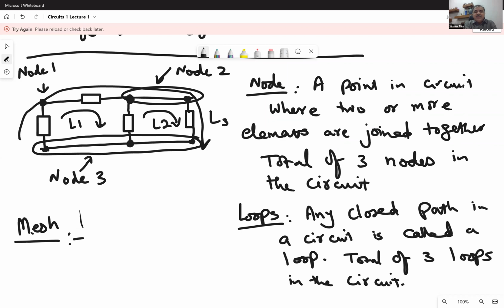So in this case, the loop 3 is not a mesh, but loop 1 and loop 2 are meshes. And the reason we do that is, as we move forward, there is a very important circuit analysis technique called mesh analysis, a technique where we determine the analysis of circuits. And so therefore meshes become very important. So the mesh is a loop not containing any other loop. It's just sort of the basic unit of a loop. Okay.